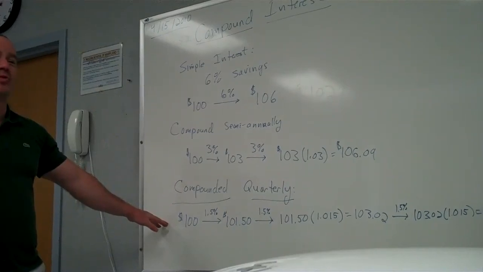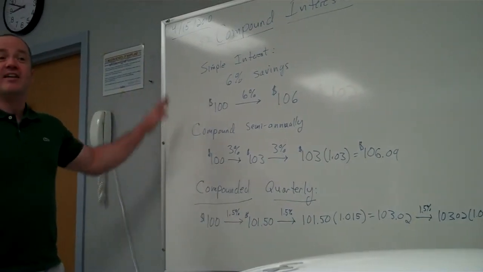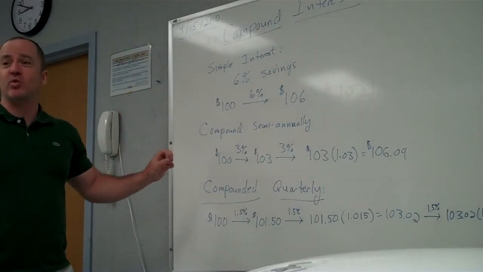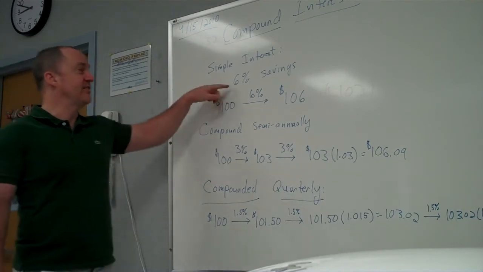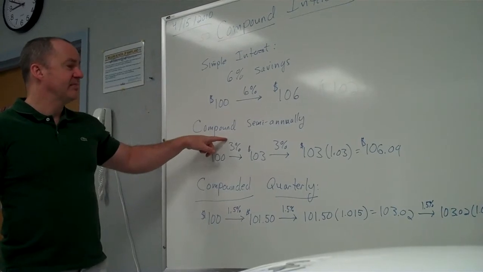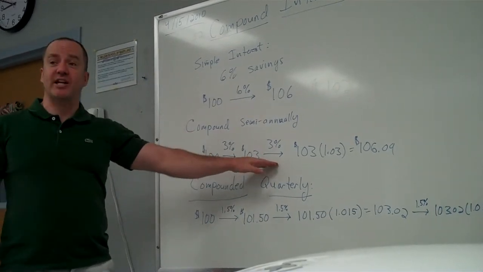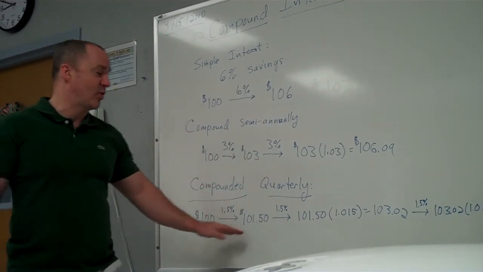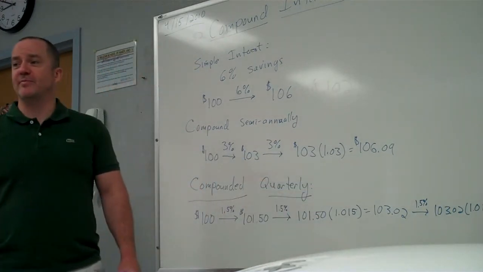You're up to 14 cents more. But keep in mind, once again, these are all 6% annual rates. It's just here they give you the 6% all at once. Here they give you the 6% in 2 chunks of 3%. Here they give you the 6% in 4 chunks of 1.5%.